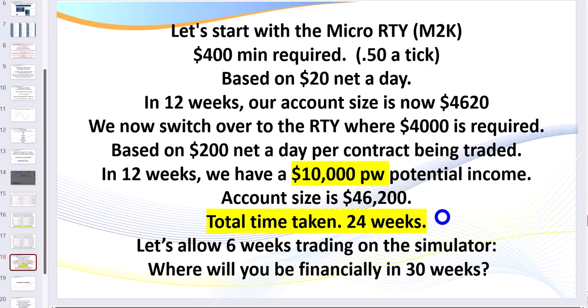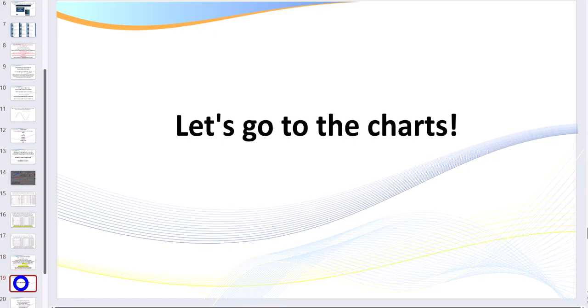Now if you go from the simulator to the big contract, you've done that in 24 weeks. But let's just say here on the micro, I think I might have said the simulator, but say if you allow 6 weeks on the simulator, look where you are potentially in 30 weeks, and you can do this after hours. This is the true potential. But unfortunately, so many traders, once again, they just want to cut corners. They don't want to do it correctly. So let's go to the charts.